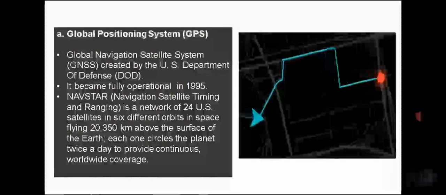Global Positioning System. Without the Global Positioning System, that is GPS, on our vehicles and mobile phones, we would feel lost. GPS is a US implementation of the world's first, currently the most used global navigation satellite system, created by the US Department of Defense. It became fully operational in 1995 only.